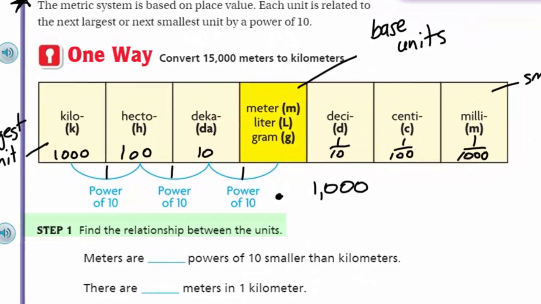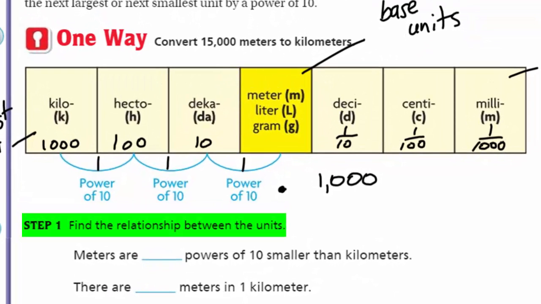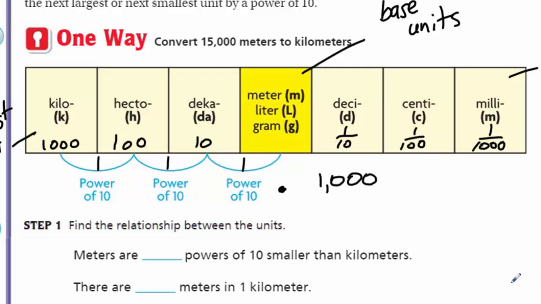So let's look at step 1. It says find the relationship between the units. Meters, so some of this we did talk about. Meters are blank powers of 10 smaller than kilometers. We already kind of figured that out, didn't we? Yeah, we were looking at that. We know that a kilometer is 1,000 times, but when we say powers of 10, that would suggest that, no, we have 3 powers of 10.